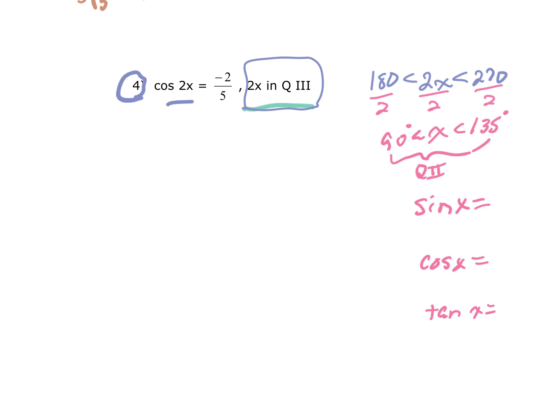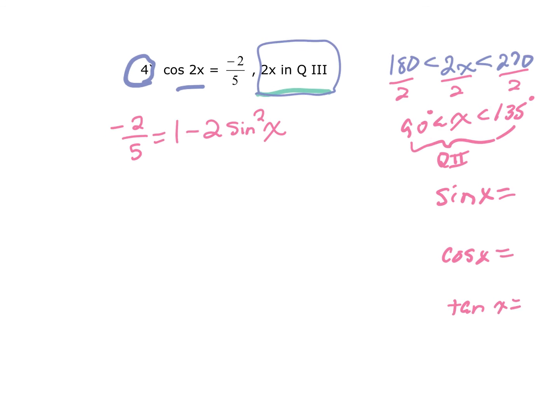All right, so let's plug in. I want to use the other formula also. So negative 2 over 5 is equal to 1 minus 2 sine squared x. I want you to see plugging in with this other formula as well.